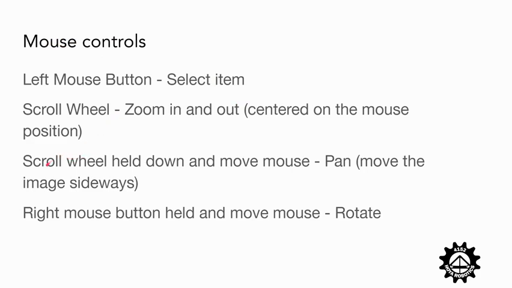If you hold the scroll wheel down and move it, this is called panning. And in the movie industry, when you have a camera going sideways, that's called panning. So if we think of a 3D program as a movie, we're controlling the camera. By panning, we can move sideways or up and down. And then if we hold the right mouse button down and move the mouse, we can rotate our view. So that's as if we're taking the camera and going around the object.